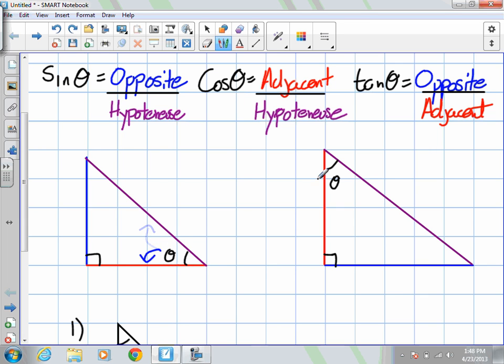Same with this angle here. Let's assume these triangles are identical. I know they're not drawn perfectly, but if we're talking about this angle, this then becomes the opposite side of the triangle, and the adjacent side is this side here. So opposite and adjacent are interchangeable, but the hypotenuse is a definite side.